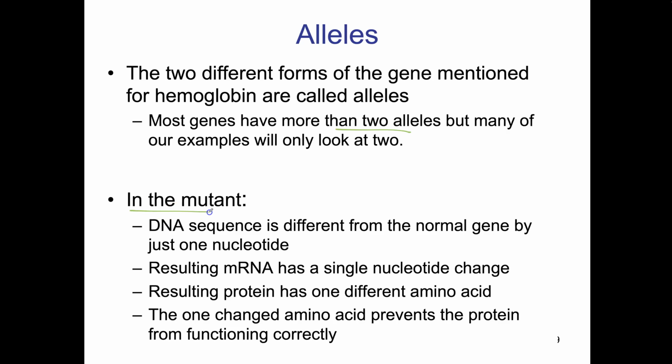It turns out for this particular mutant allele, the DNA sequence is different from the normal gene by just a single nucleotide, which means that the RNA that gets made via transcription has a single nucleotide change as well. And then the protein that is made by translation has one amino acid that's different.